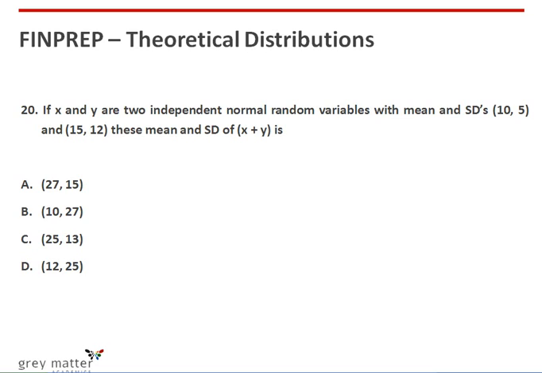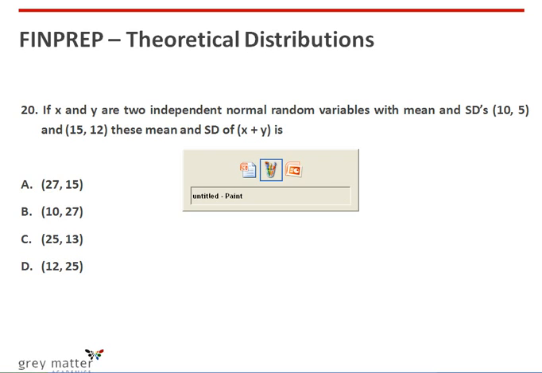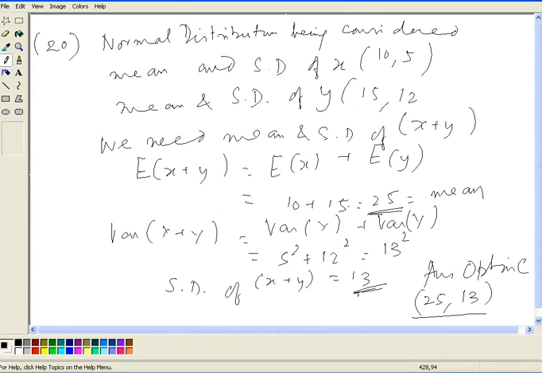20th problem, if x and y are two independent normal random variables with mean and standard deviation 10, 5 and 15, 12, then the mean and standard deviation of x plus y is computed as follows. You are taking a normal distribution, so this is what is given. We need to compute mean and standard deviation of x plus y. Mean is nothing but expectation, so expectation of x plus y is equal to expectation of x plus expectation of y, which works out to be 25.